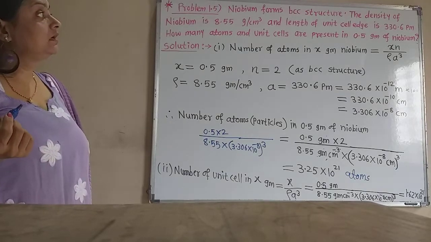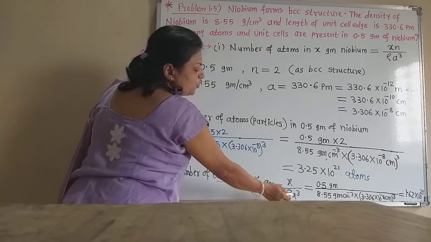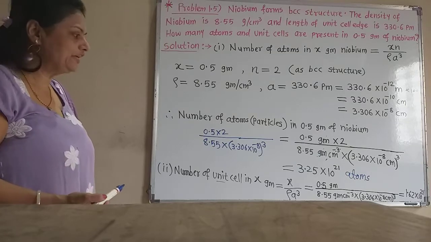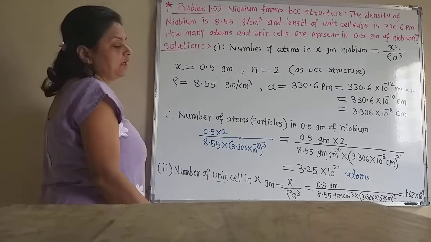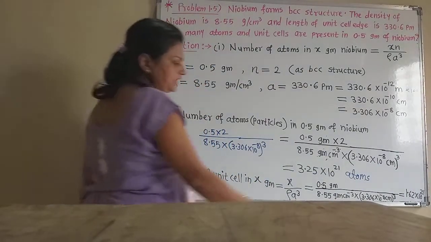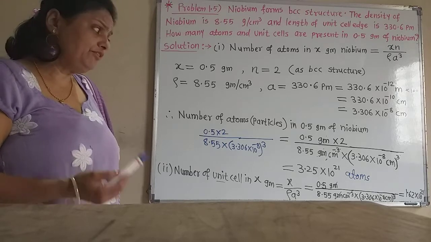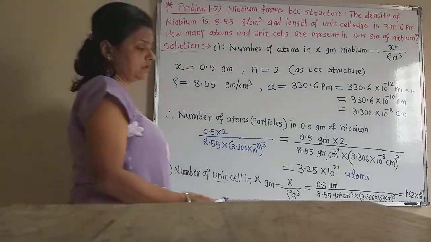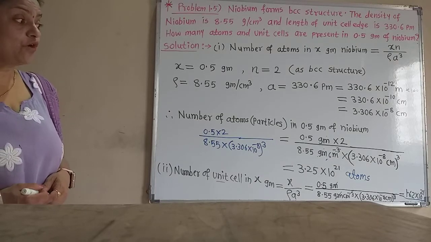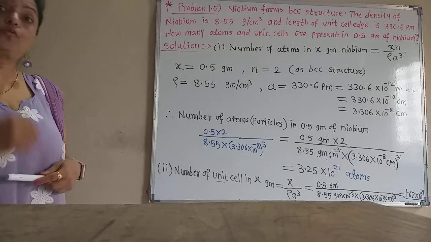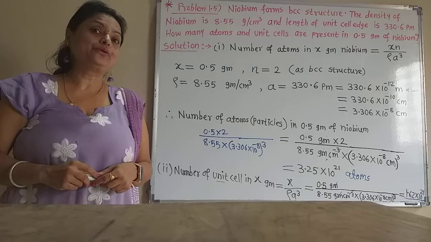Now let us calculate the number of unit cells. The formula for calculating the number of unit cells in x gram is x divided by rho into a cube. So again substitute 0.5 gram, that is the x gram, and 8.55 gram per centimeter cube, and the cube of the edge length. Here also the units get cancelled because the number of unit cells also does not have any unit, and if you calculate in this way, the value comes to 1.62 into 10 raised to 21 unit cells. That is, 1.62 into 10 raised to 21 unit cells are present in 0.5 gram of niobium metal, and 3.25 into 10 raised to 21 atoms are present in the 0.5 gram of niobium metal.